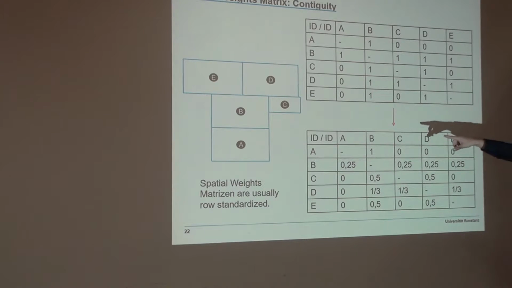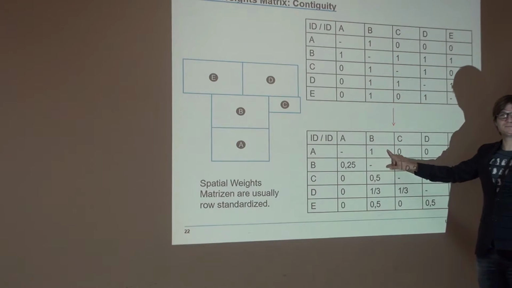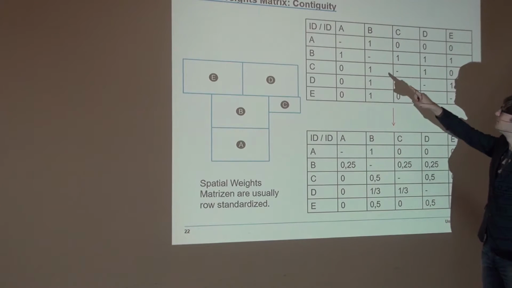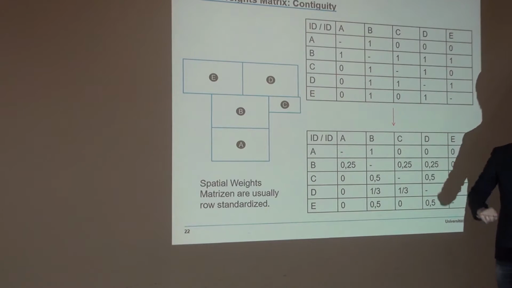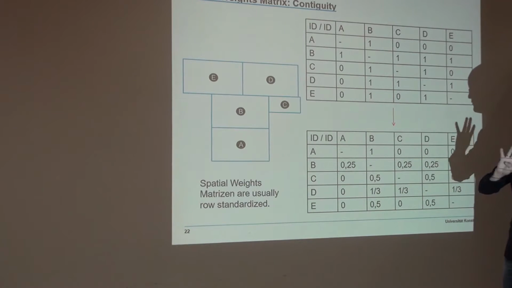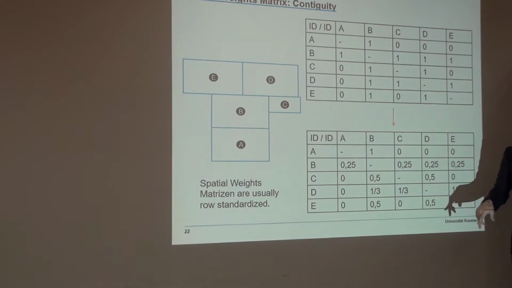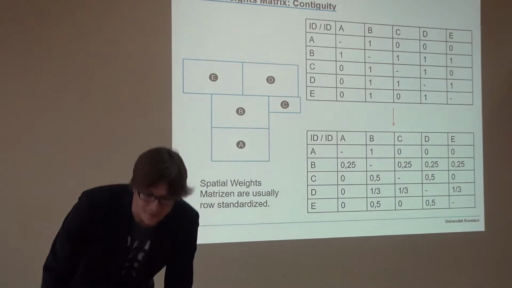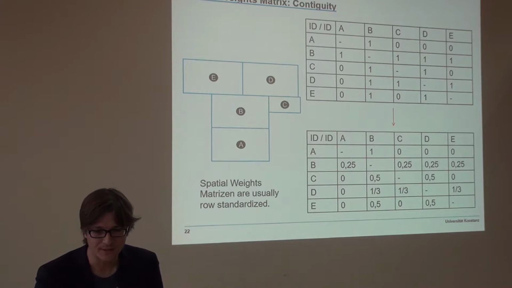Because between A and B there is only one shared border, the spatial weight is 1, and because for neighborhood B there are 4 shared borders, with A, C, D, and E, the spatial weight is 25%, 0.25, and so on. See this. This is for the contiguity matrix.